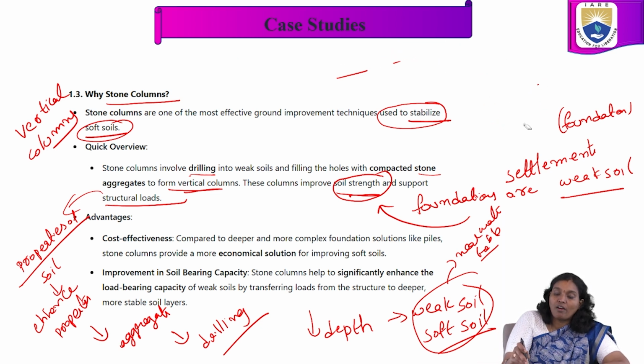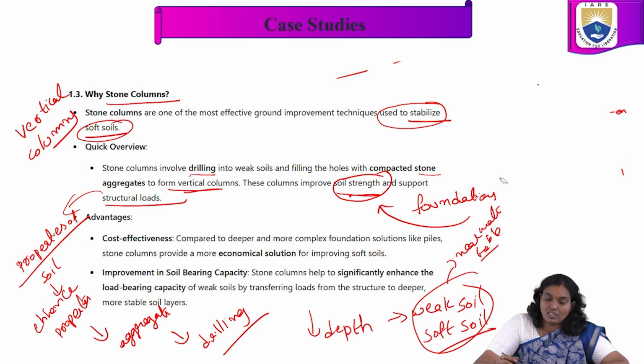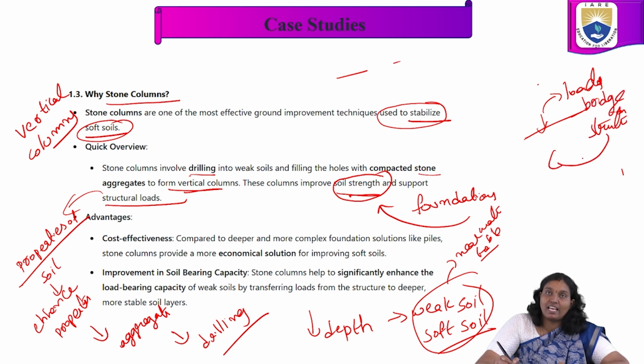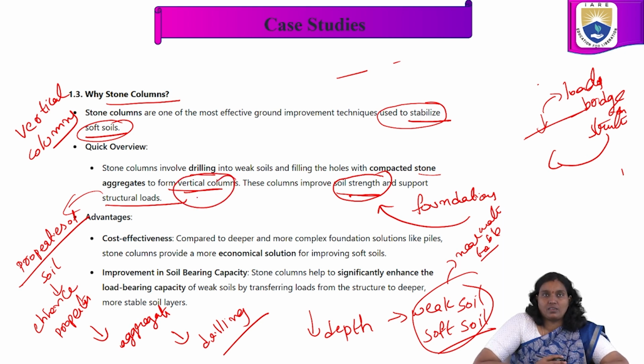of the soft nature of the soil, we are using these stone columns as vertical columns, and they are going to support the heavy loads, all the bridge loads coming from this bridge structure. It is going to be considered as a foundation. These vertical columns give the strength.